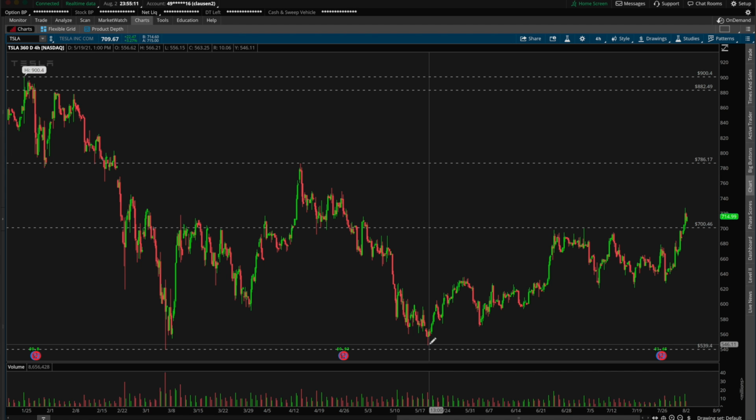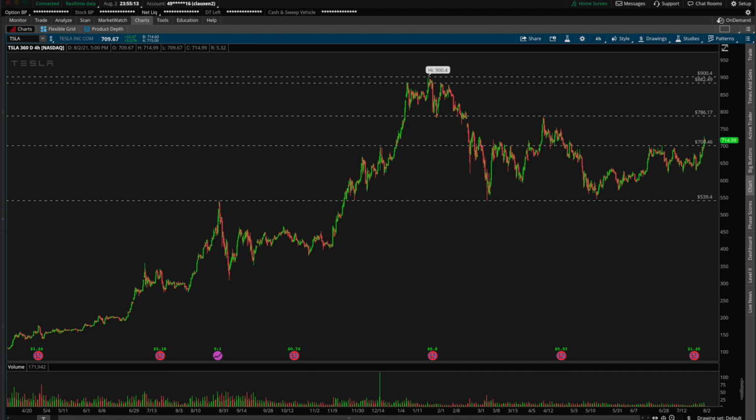So after that, we can take a look at the big picture, always zooming out, and notice another level that we could potentially chart here. 400, we noticed this as a strong level, tested once, twice, 3 times, and clearly strong support.